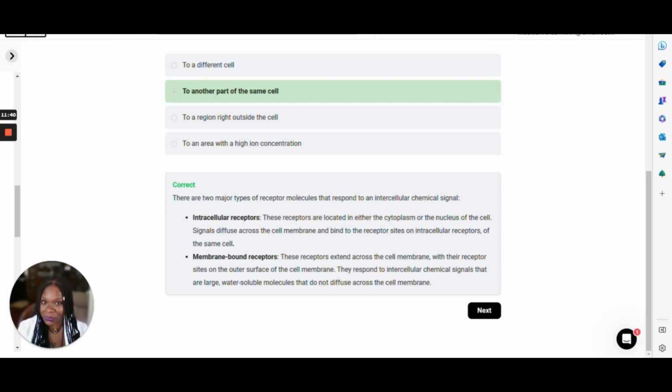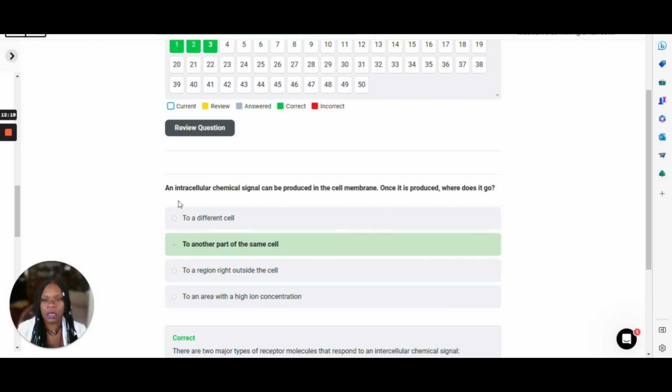You've got intracellular receptors. These receptors are located in either the cytoplasm or the nucleus of the cell. Signals diffuse across the cell membrane and bind to the receptor sites on intracellular receptors of the same cell. Or you have membrane-bound receptors, which extend across the cell membrane with their receptor sites on the outer surface of the cell membrane. They respond to intercellular chemical signals that are large, water-soluble molecules that do not diffuse across the cell membrane. Okay, so keep that in mind. When you see intra, automatically start thinking it's in the same area.